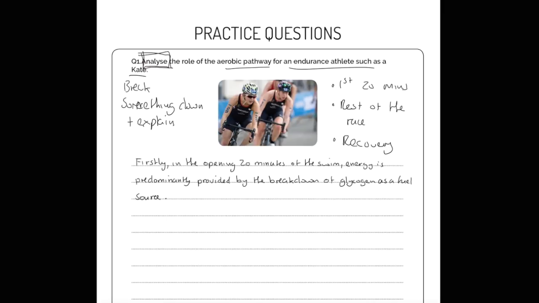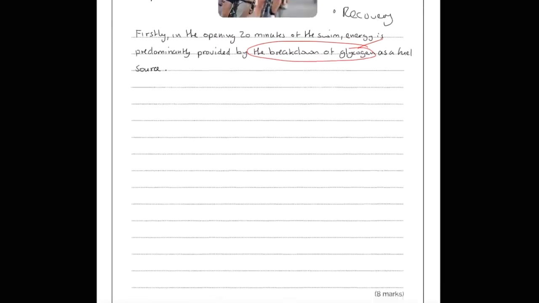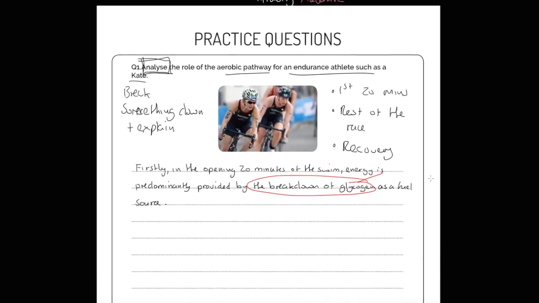Firstly, in the opening 20 minutes, so I'm defining which section I'm looking at, in the opening 20 minutes of the swim, energy is predominantly provided by the breakdown of glycogen. I've forgotten how many marks I've got to give here, up to 8. Glycogen is dominant in the first 20 minutes. So you can see straight away I'm answering that. I'm breaking it down and explaining it because I'm putting in "provided by". That's a classic explaining piece of language. So glycogen as a fuel source.